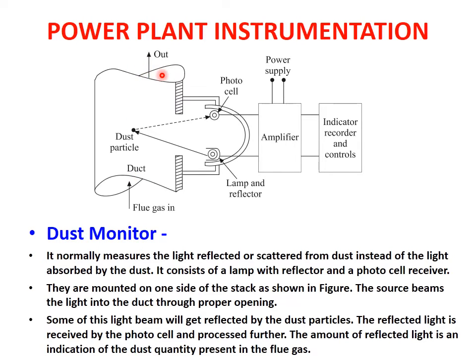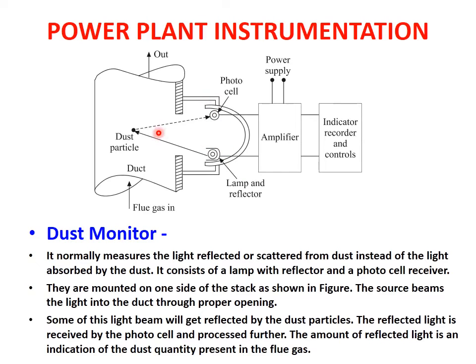Again, through this pipe, or duct, or the chimney, the flue gas is sent inside, and at the top and side you will see the flue gas coming outside. But now the amplifier, indicator, recorder and controls will give us the signal. Now suppose a dust particle is passing through this, so with this we can take it as the focal point, the point at which we have the dust here.